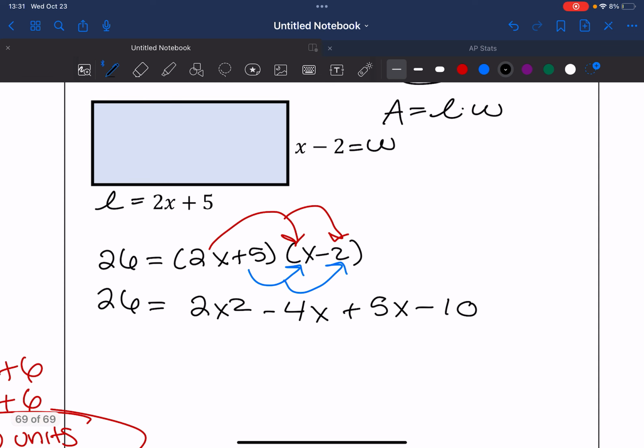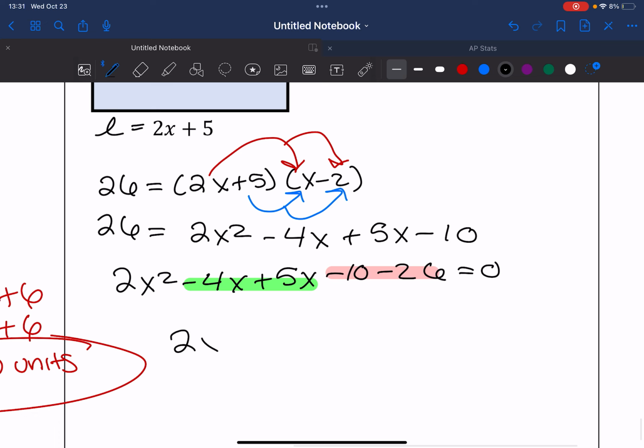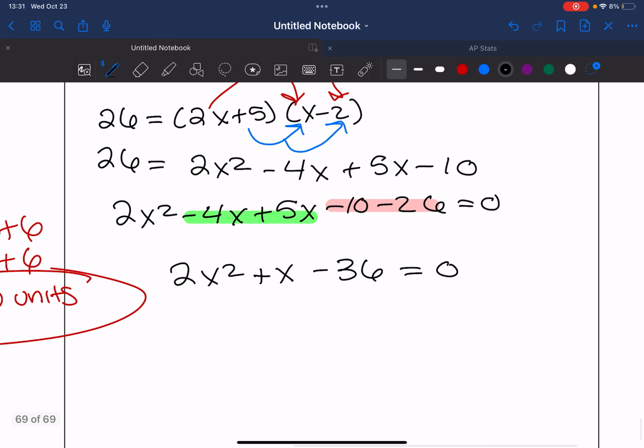And I want to move that 26 over to the other side because I want to have my equation equal to 0. So I have 2x squared minus 4x plus 5x minus 10 minus 26 equals 0. I'm going to combine my like terms here. So I get 2x squared plus x minus 36 equals 0.